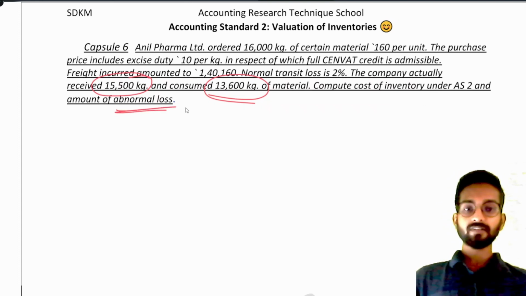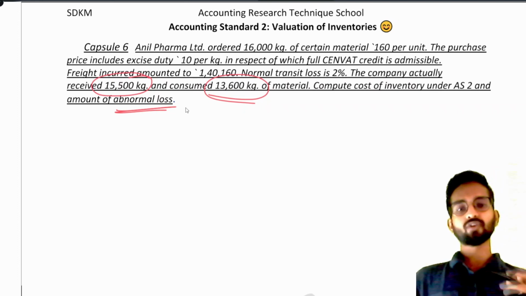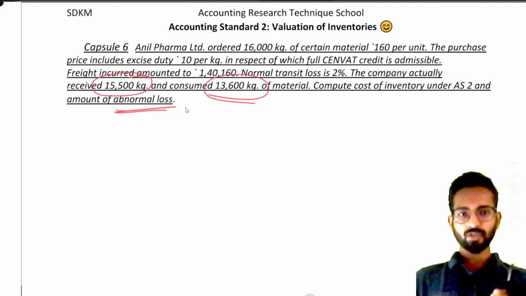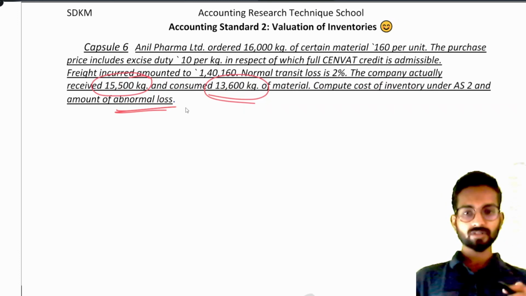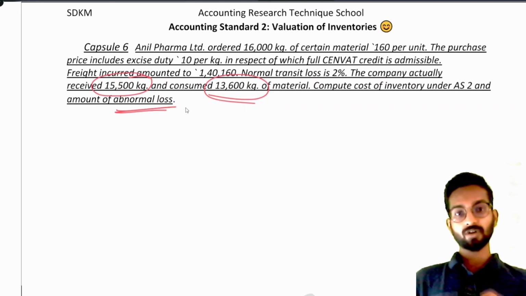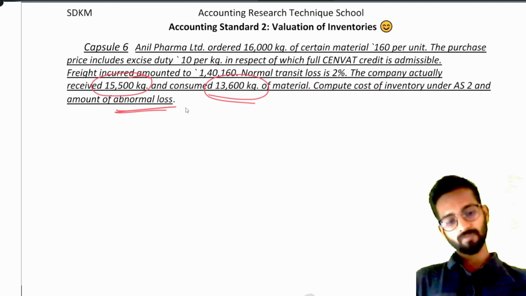See, whenever there is normal loss, we will ignore it. We do not remove any amount from the cost. We just remove from the units because we have already lost the units. But in the case of abnormal loss, the amount will also be reduced, and the units will also be reduced. See how we will do this.